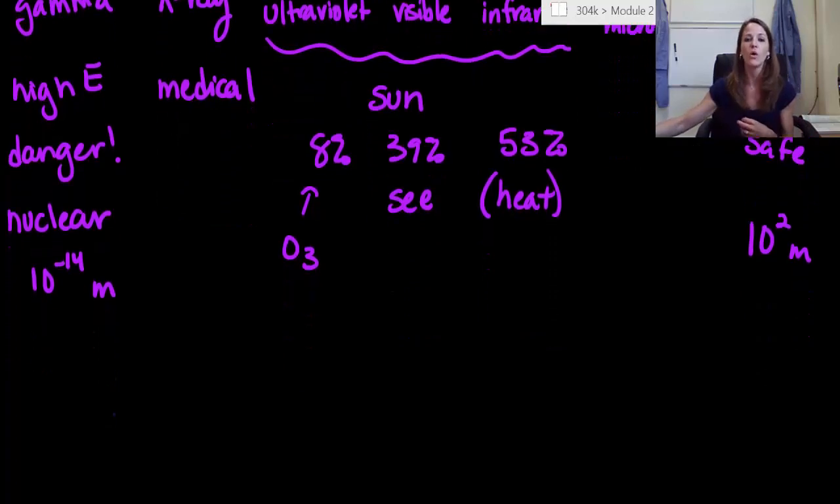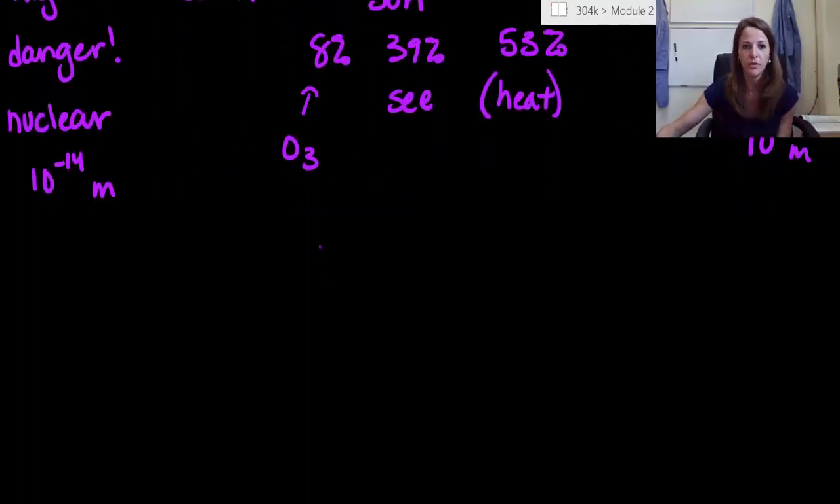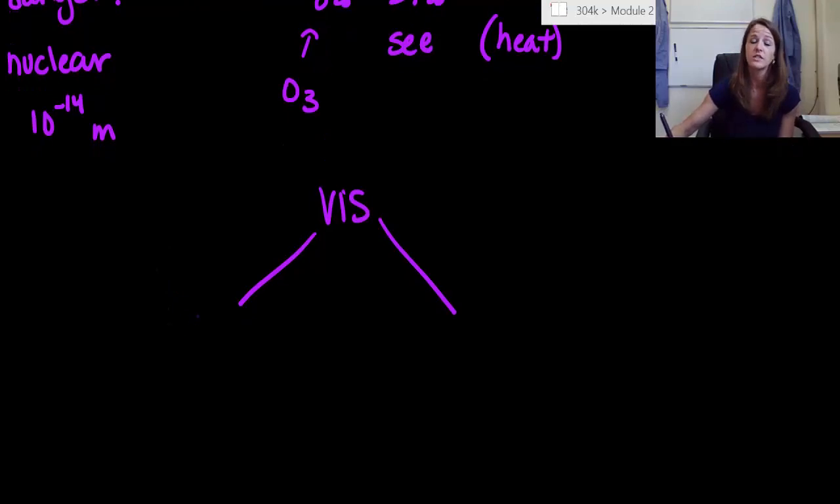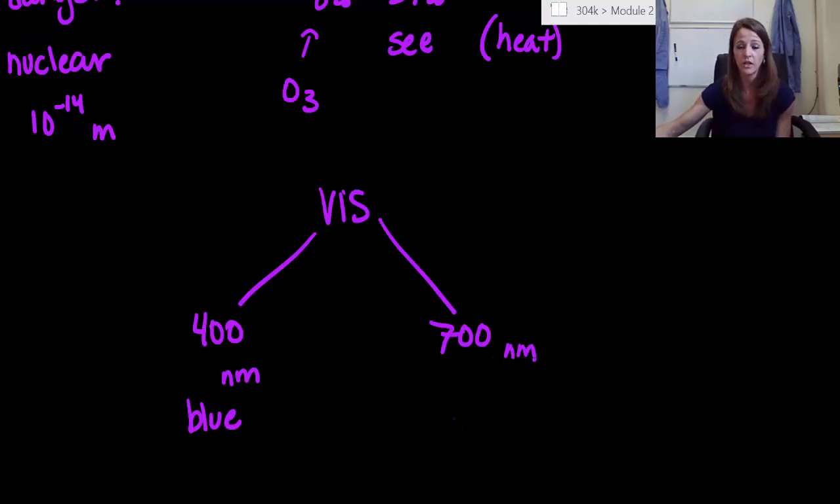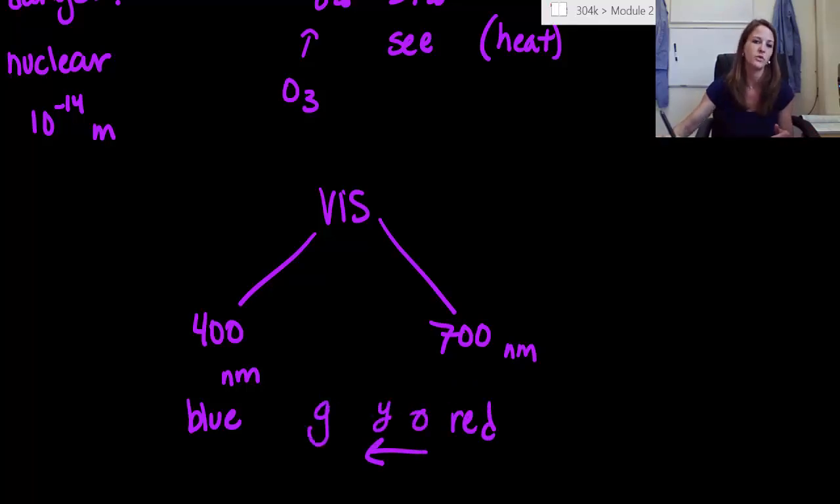But before we move on, I want to talk a little bit more about the visible region, and I fully expect you to understand all of this, know everything I'm about to write here. So the visible region goes from 400 nanometers to about 700 nanometers. Now, the 400 nanometers is blue light, where 700 nanometers is your red light. And it goes this way in terms of the rainbow, right? So you would have red, then orange, then yellow, then green, then blue, then indigo and violet, and so forth.